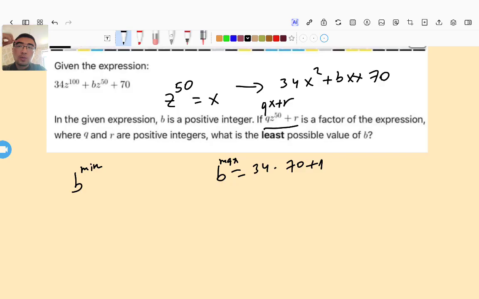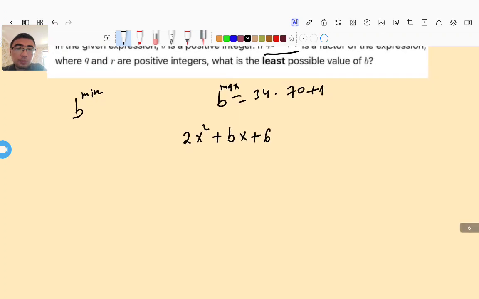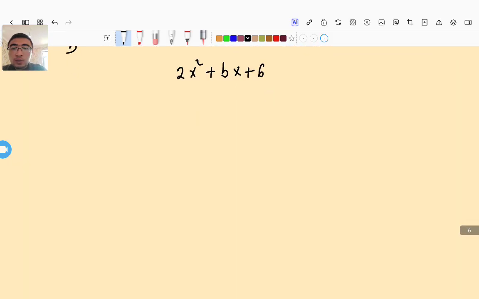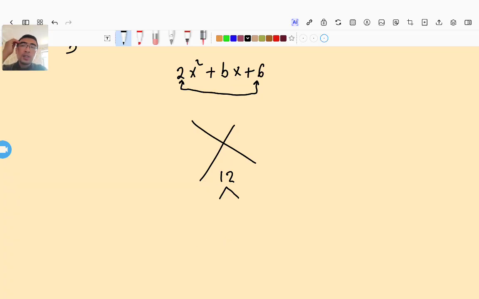To analyze this kind of question deeply, let's look at an easier example: 2x squared plus bx plus 6. We should factorize. It has a factor qx plus r, and we should find the minimum value of b. In factorizing questions, there is one rule called the X rule. You should multiply a and c. It gives us 12. Then by factorizing 12, we find the values of b. It can be 1 and 12.